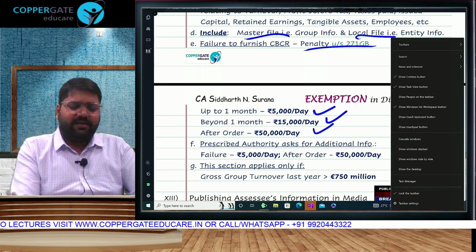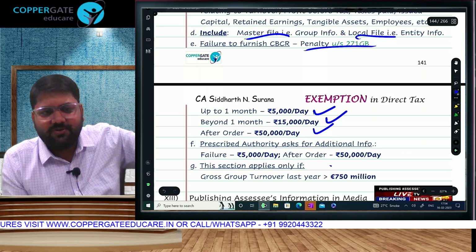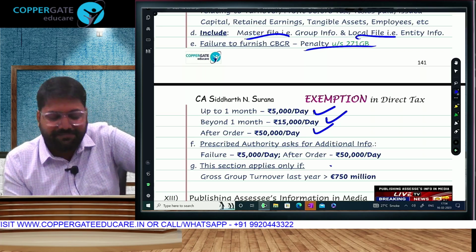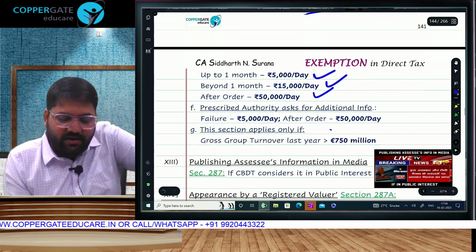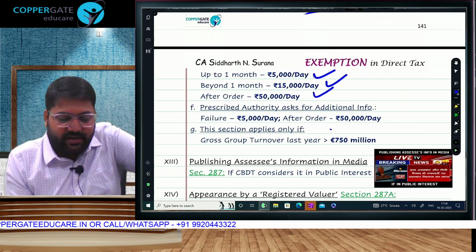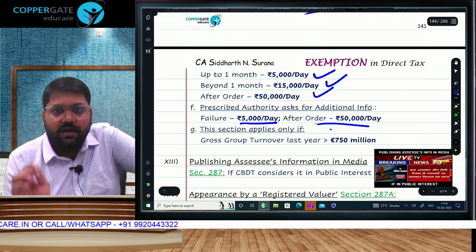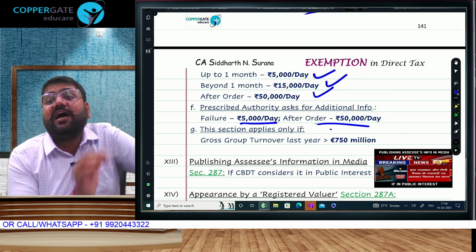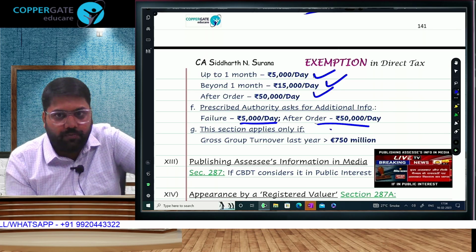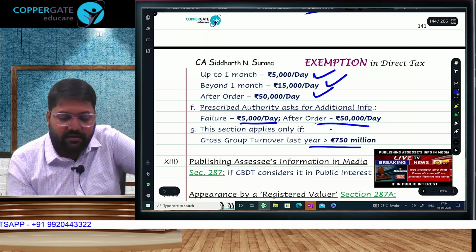more than your monthly salary. Some are like, sir, 15 is also more than that. No, after becoming CA, 50,000 per day. And if the prescribed authority is asking for additional information, failure is 5000 per day and after order 50,000. This section is applicable only if the entire group's gross turnover of the last year exceeded 750 million euros.